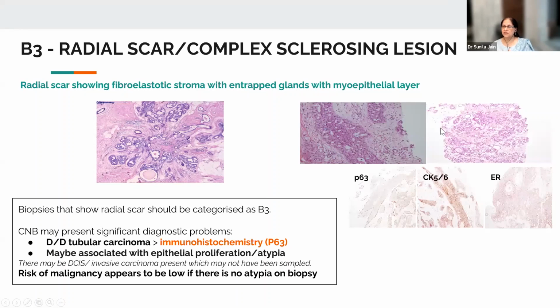So this is one case. We saw that this has a radial scar kind of appearance. Some of the ducts showed florid ductal epithelial hyperplasia, and we applied these markers. CK5/6 is positive, P63 negative. ER was not diffusely positive. So this was a radial scar with usual ductal hyperplasia.